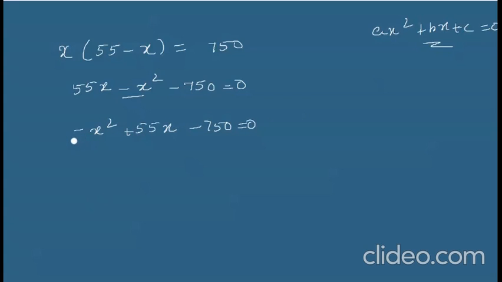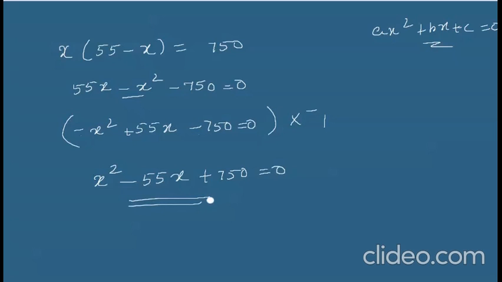Now, here you can see the negative sign. So what do you have to do? Just multiply the equation throughout by negative 1. So negative into negative, it is positive. So this is x square. Then plus 55 into negative 1, it is negative 55x. Then negative into negative, it is positive, plus 750 is equal to 0. And this is the required equation or the mathematical form of the given question.